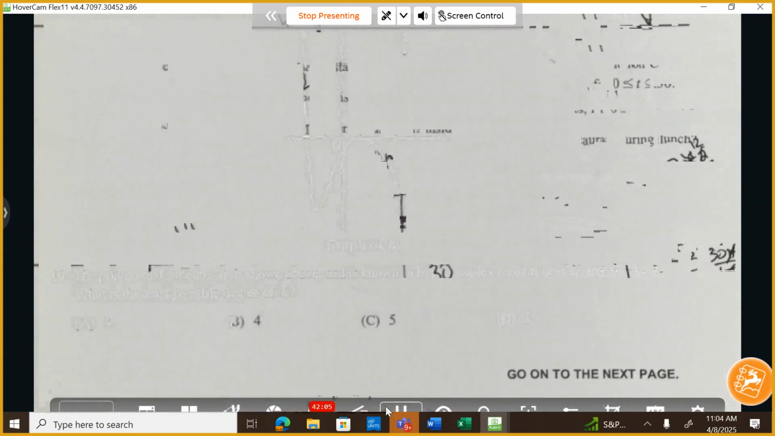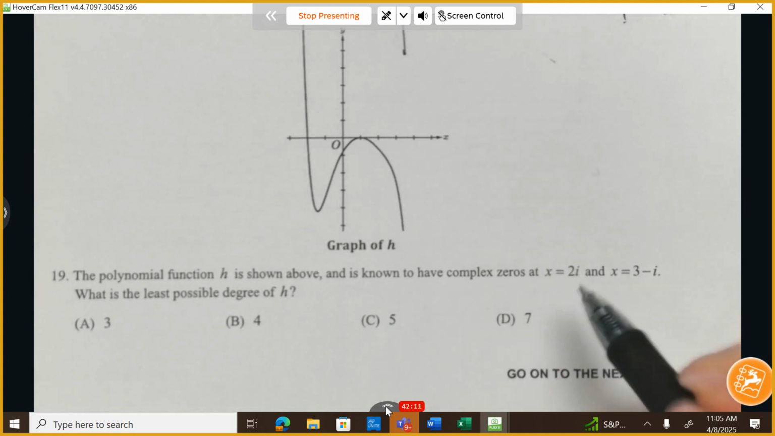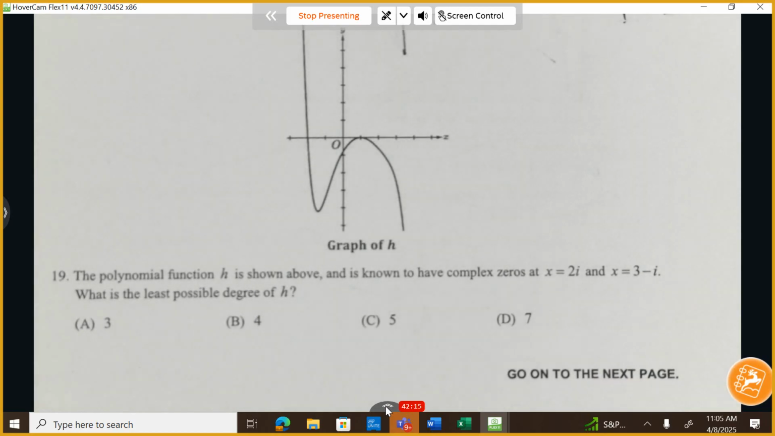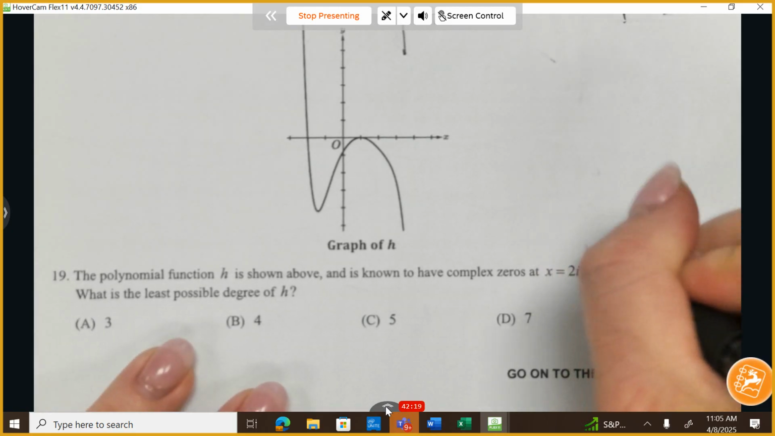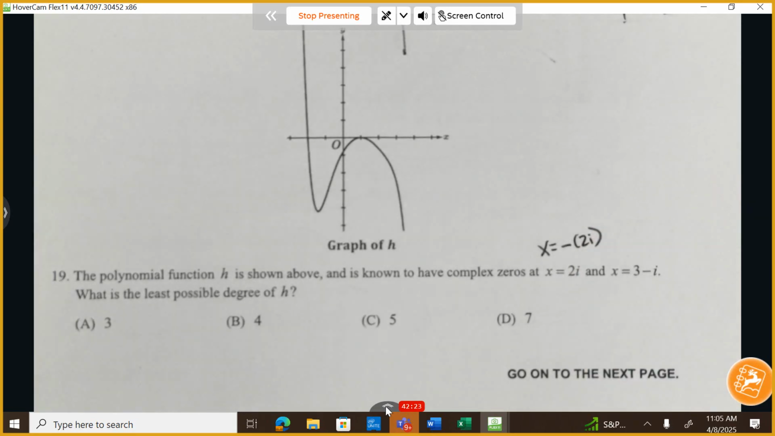Okay, so here's your reminder you're writing down. If number 19 tricks you, this is what you're writing down: complex roots always come in pairs. Complex roots always come in pairs. So you're like, Miss Bradley, what does this mean? If this is one complex root, please write this down, here's the other one. They always have to come in pairs. They look exactly the same, but one's positive, one's negative.